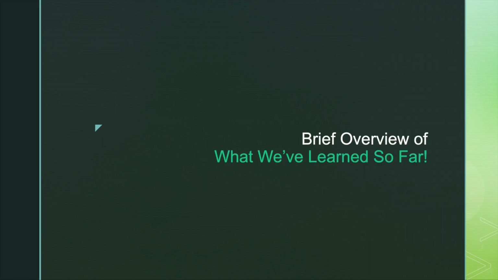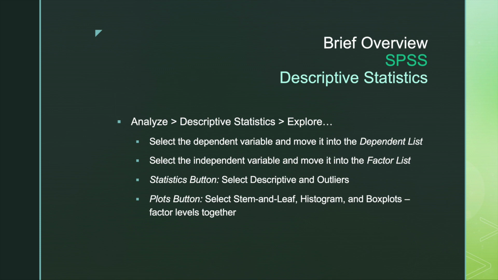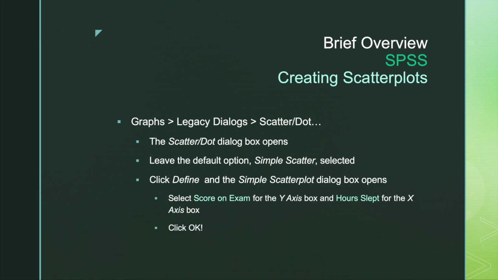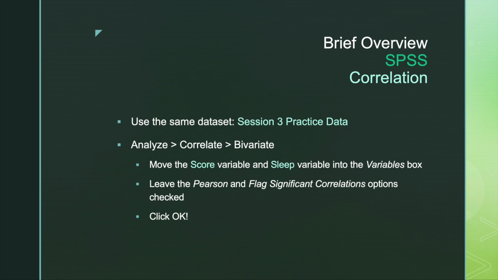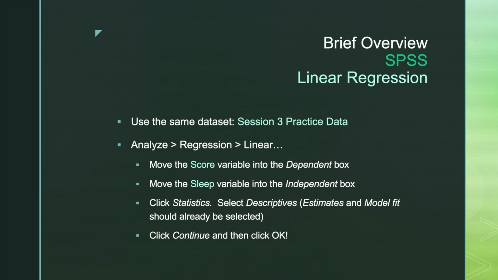I thought we should just kind of go over what we've learned already. It's been a little while. I'm not going to actually do any of the actual SPSS work for these things, but I am just going to include some of them there just so you remember what we've done. So we know how to do descriptive statistics. We go up to Analyze, Descriptives, and Explore, and then we put in all the different things that we want. We've learned how to create scatter plots by going to the legacy dialogues and getting the scatter/dot plot. We've learned how to compute new values if we need to in SPSS. We've learned how to do correlation. We've learned how to do linear regression.